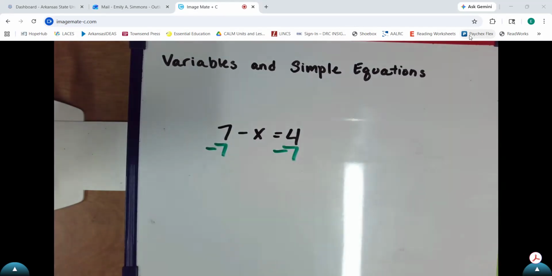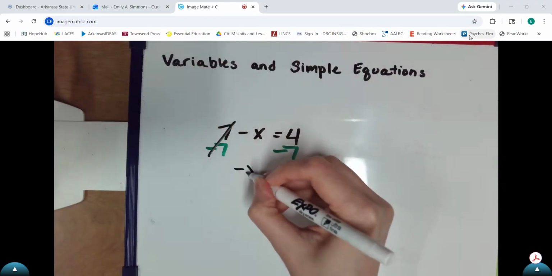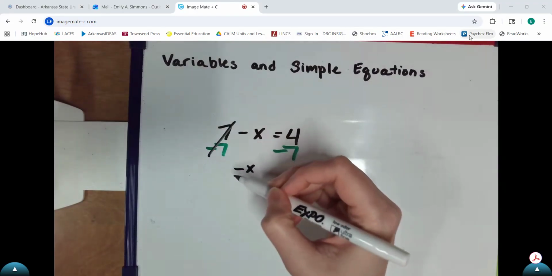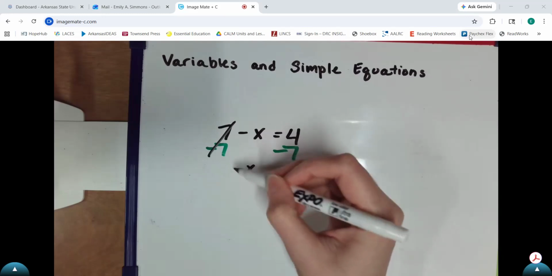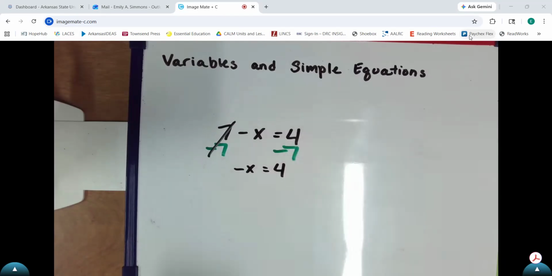7 minus 7 cancels out. And we're going to bring down our minus sign because it's a minus sign and minus signs make a difference. So this is going to be minus x or negative x equals 4. And we don't have our final answer just yet because we have a negative sign there.